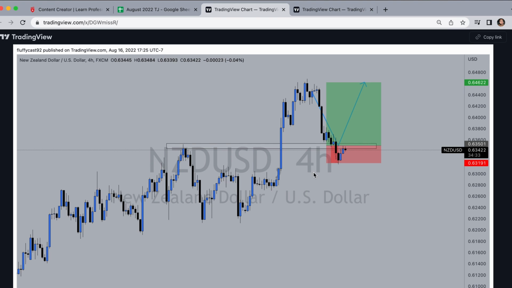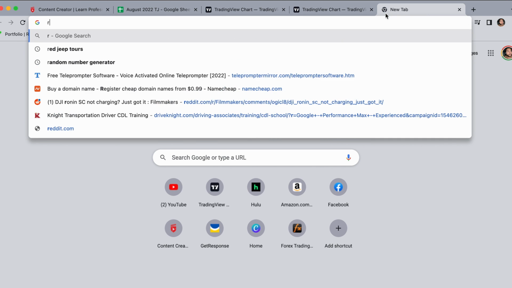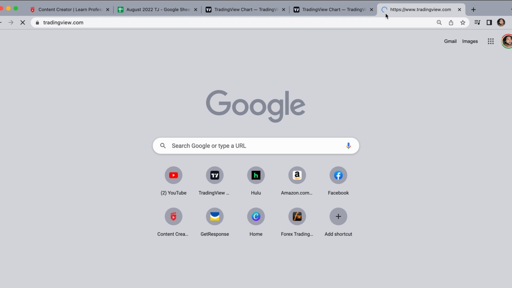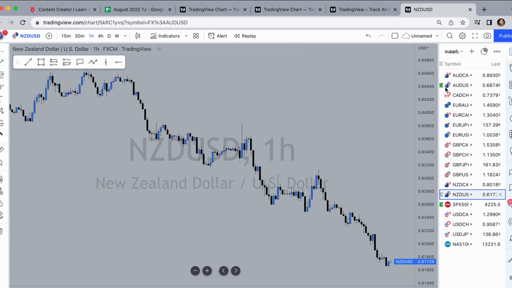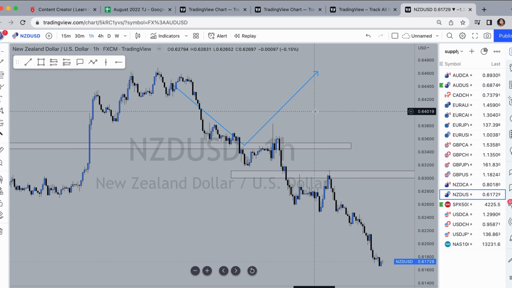Now let's see why I lost. So it looks like I had my stop loss too tight, because maybe it could have reversed. Actually, let's see what it looks like now. Maybe that'll help us. All right, so let's see here.